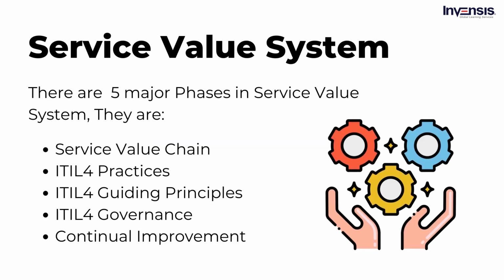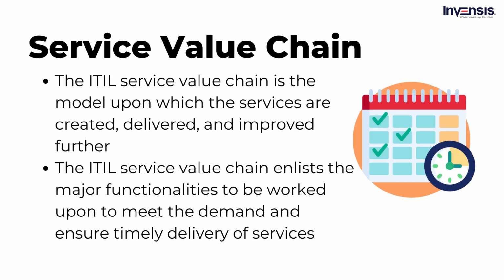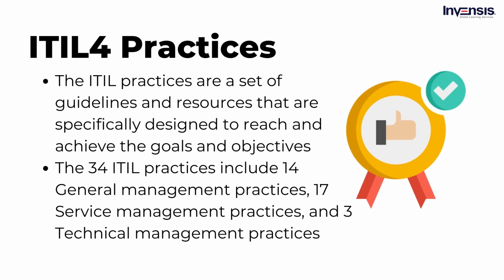There are 5 major phases in the service value system. They are: Service Value Chain, ITIL4 Practices, ITIL4 Guiding Principles, ITIL4 Governance, and Continual Improvement. Let us start with the first phase, that is the Service Value Chain. The ITIL service value chain is the model upon which services are created, delivered, and improved further. It enlists the major functionalities to be worked upon to meet demand and ensure timely delivery of services.